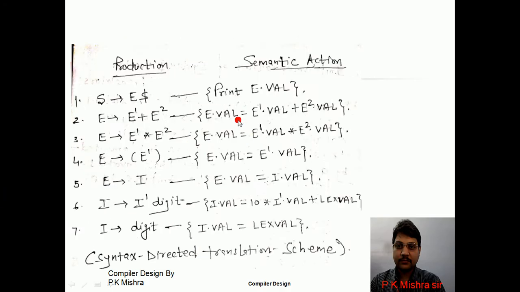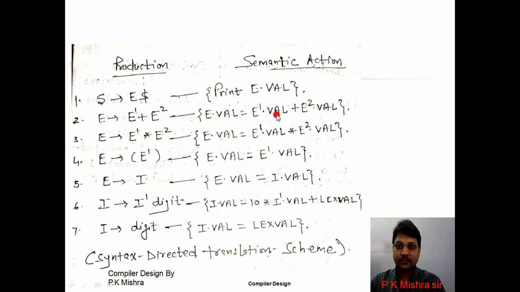Now how will you write the syntax directed translation? Write all the productions one by one, and in front of every production write the meaning of the production. This is the meaning of print E dot value. Okay, I'll explain it in the next slide. The meaning of digit is lex value. So I dot value equal to lex digit. See, S print means print E dot value. Okay, I'll clear it up in the next slide.